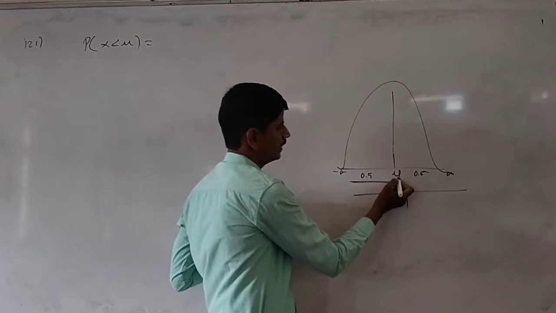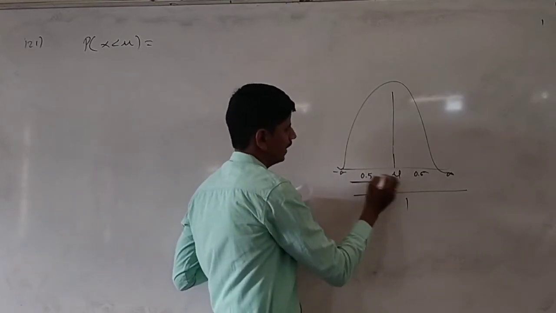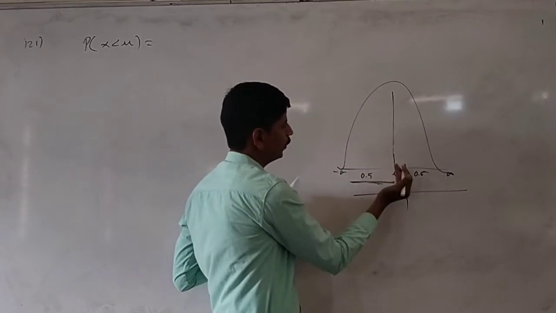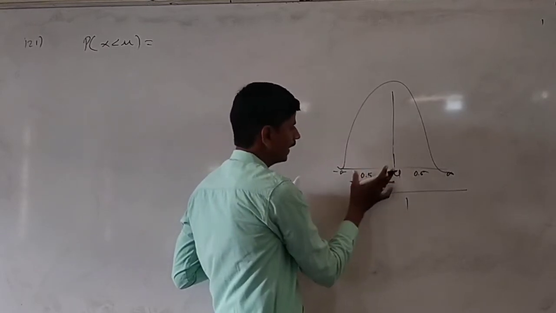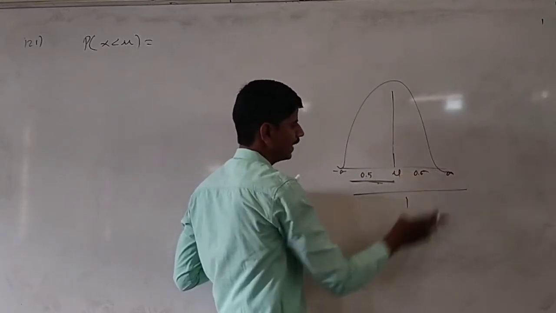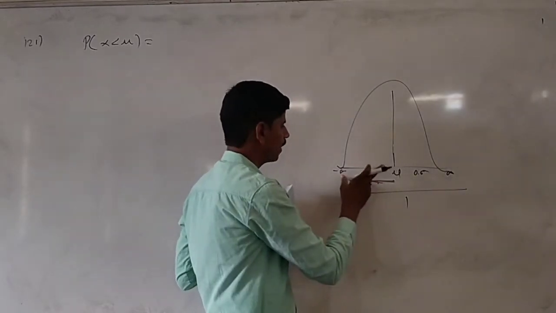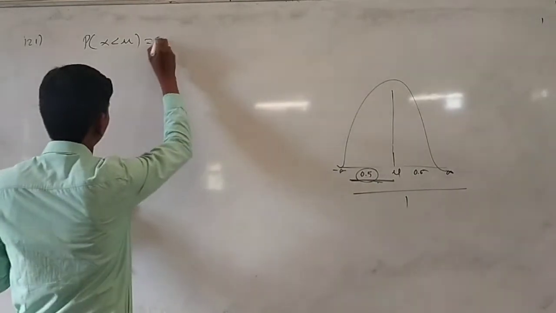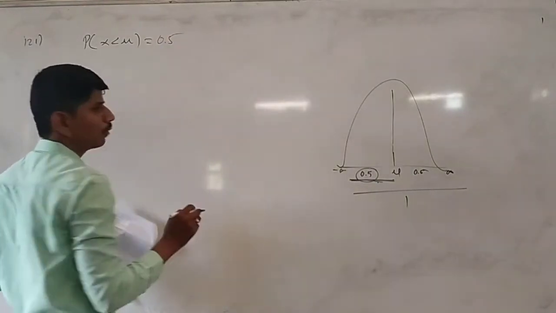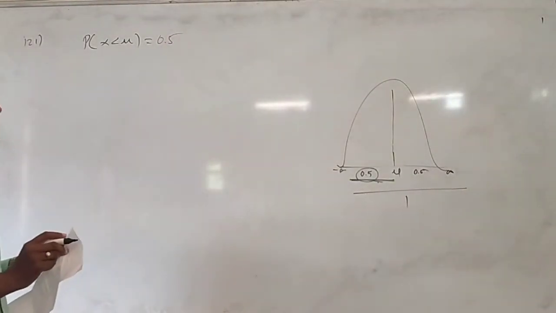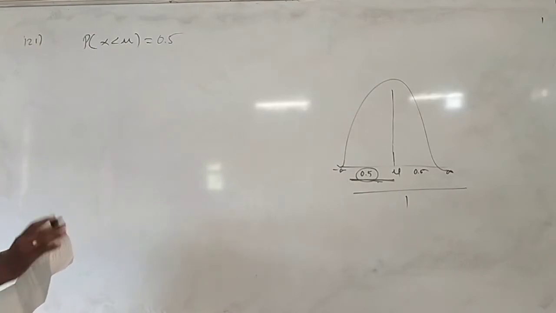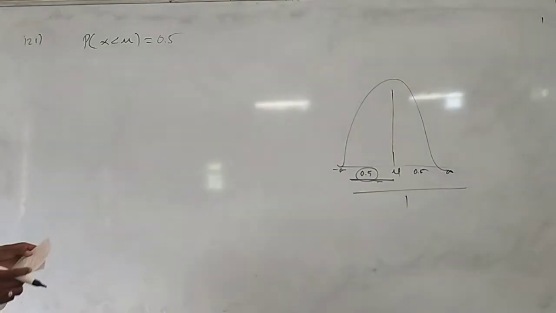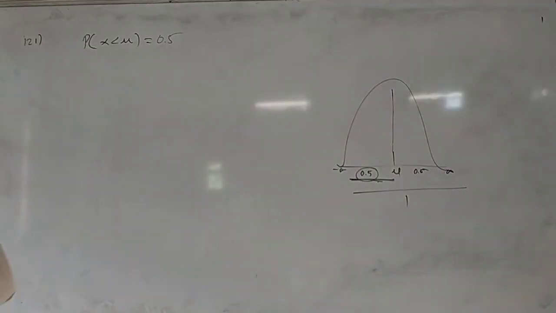Less than mu is also 0.5. On this side are negative values: minus infinity to mu takes negative values and mu to infinity takes positive values. Here mu to minus infinity is 0.5. So probability of x is less than mu is 0.5. Suppose they are asking greater than mu, it is also 0.5.